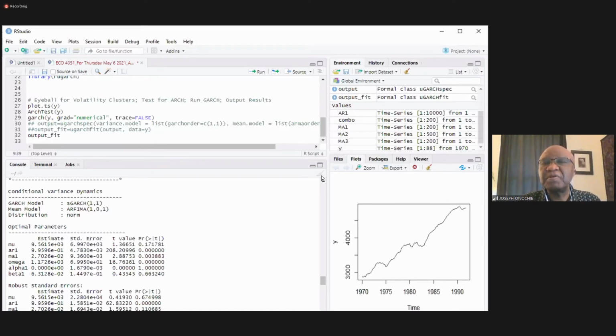Okay, everyone? Somebody is chatting with me here. If we accept the null, then there are no GARCH effects. Yes. Okay. I think that was the old chat, Roxolana.